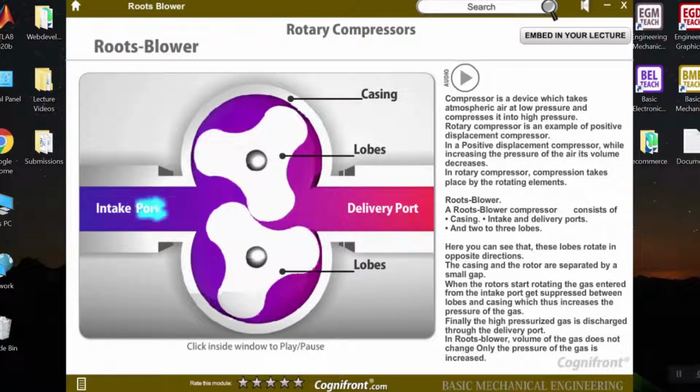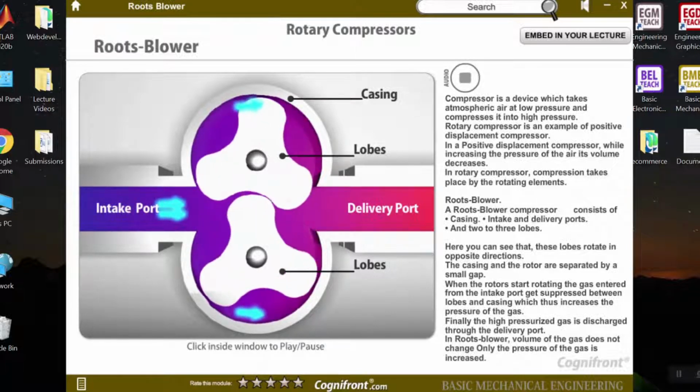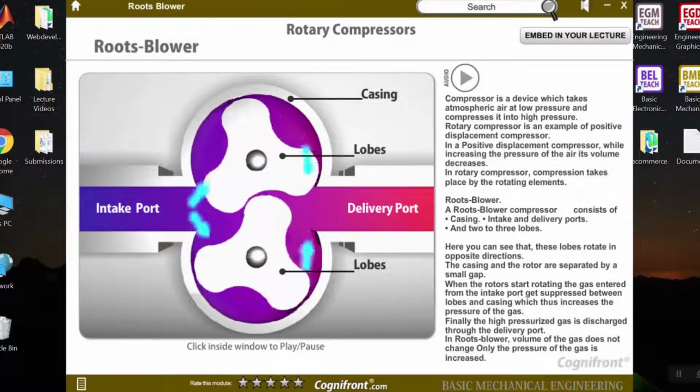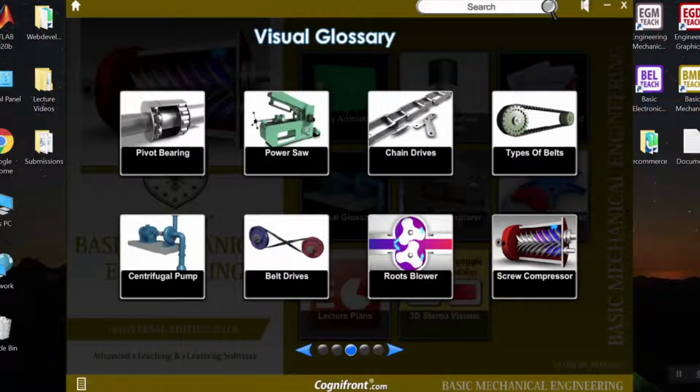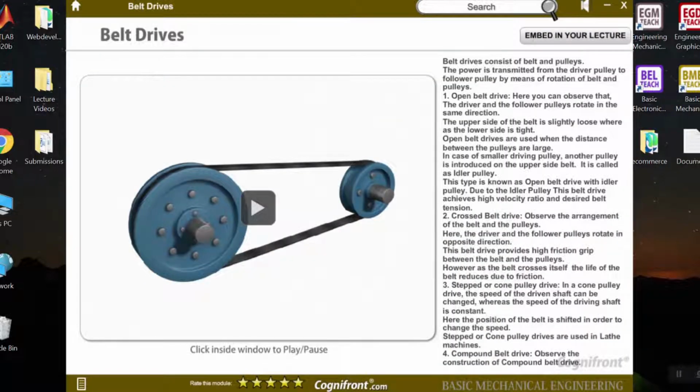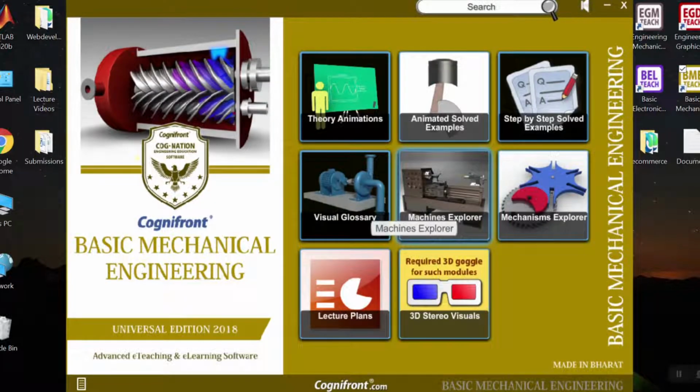There is also an audio. Rotary compressor, and the glossary is given. You can also embed this in your lecture. I will show you later how to do that.